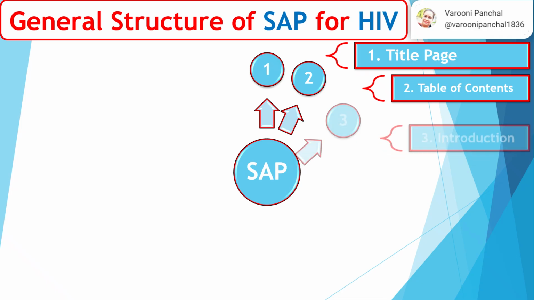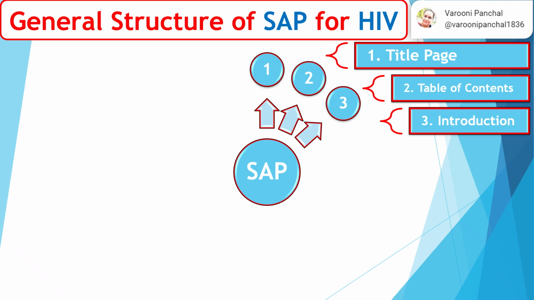Number 3. Introduction. Brief overview of the disease condition, HIV, and the study's rationale. Overview of the investigational treatment, including its mechanism of action. Summary of the trial design, objective, and population, e.g., treatment-naive HIV patients.